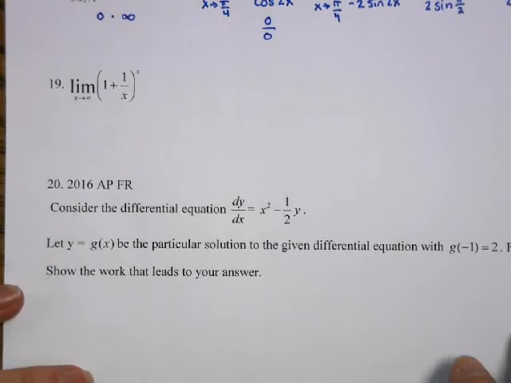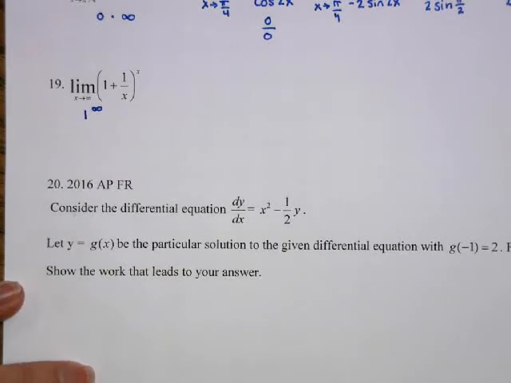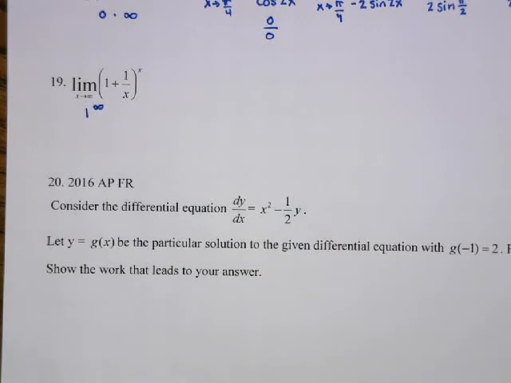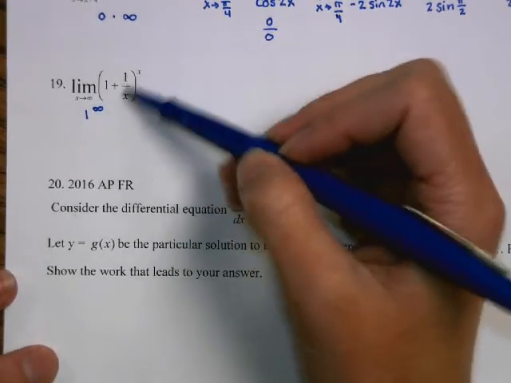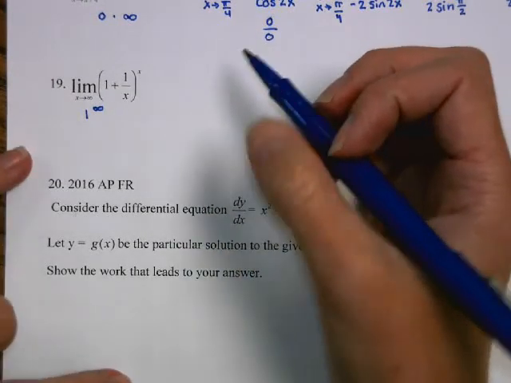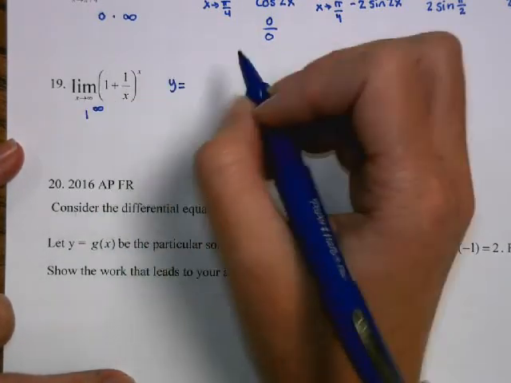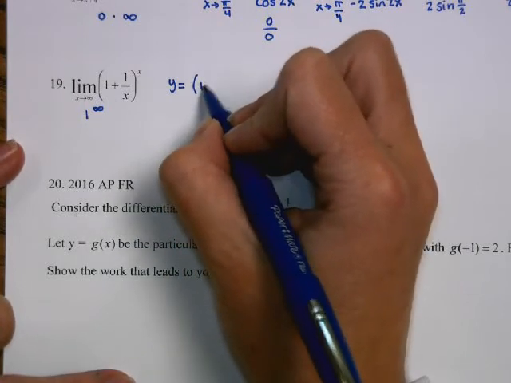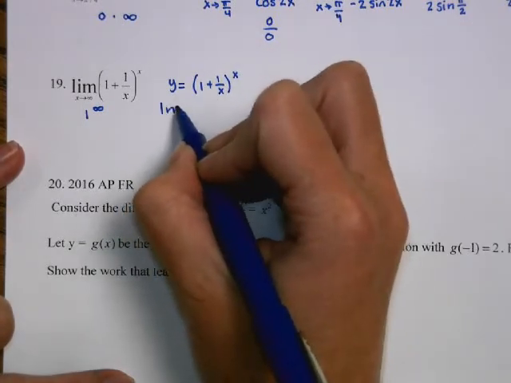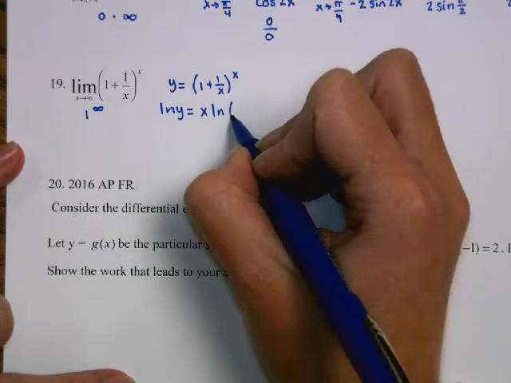Okay, this next one, as we go to infinity, this is going to be 1 to the infinity. This one has a variable in both the base and the exponent. So what we're going to do is look at this without the limit for a second. We have a trick of using logs to be able to bring exponents out front.